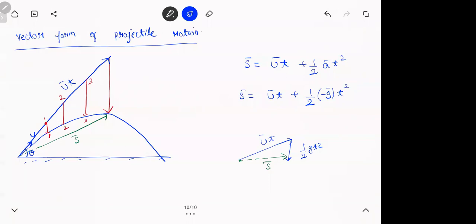So that is all the theory about projectile motion. We saw how it goes in the vertical direction, horizontal direction, H max, time of flight, range. Then we saw velocity profile, acceleration profile, the equation of the trajectory. That is the entire theory about the projectile part.